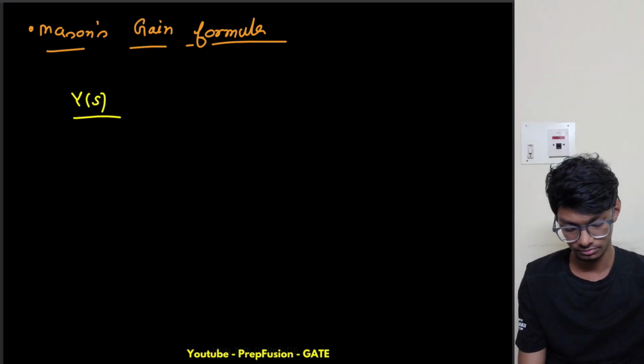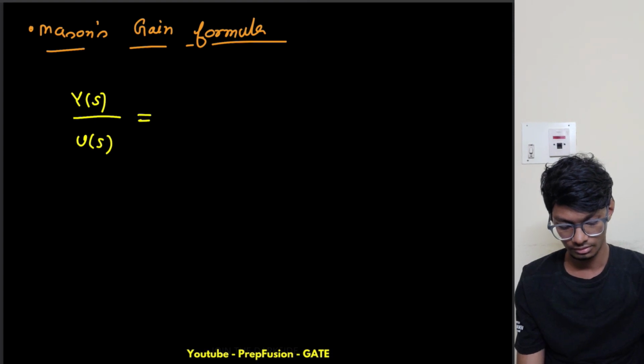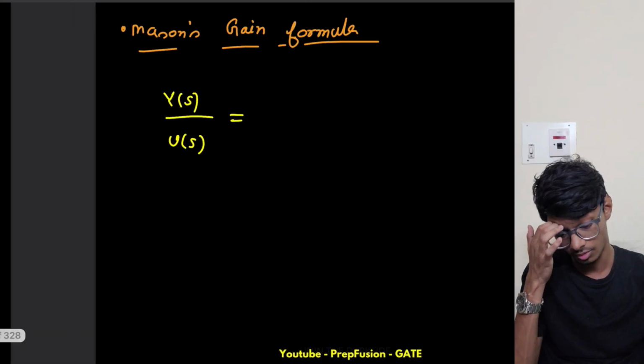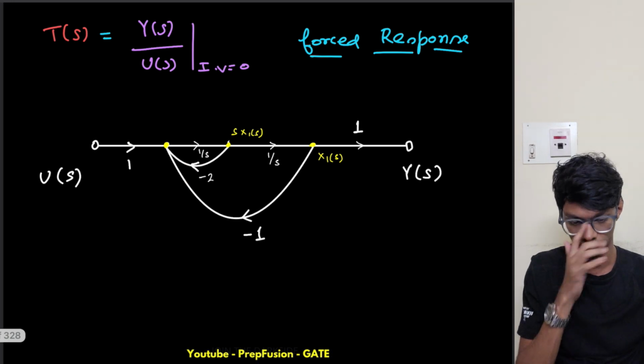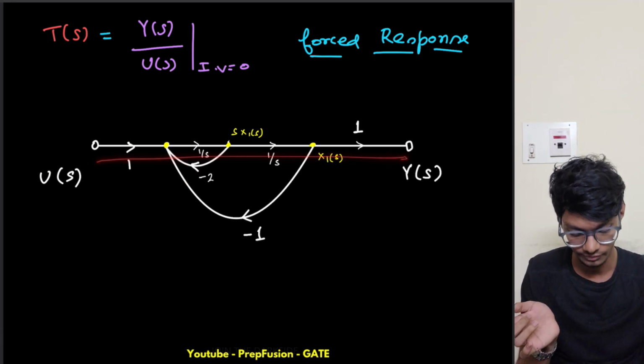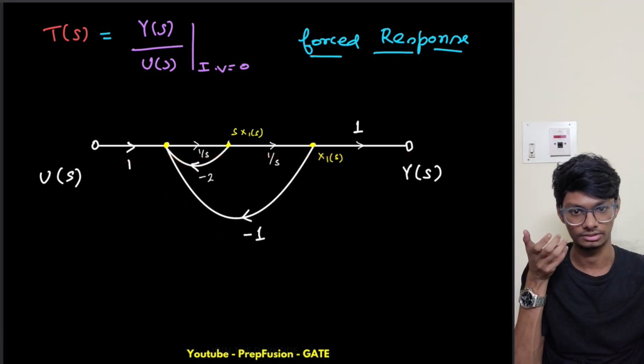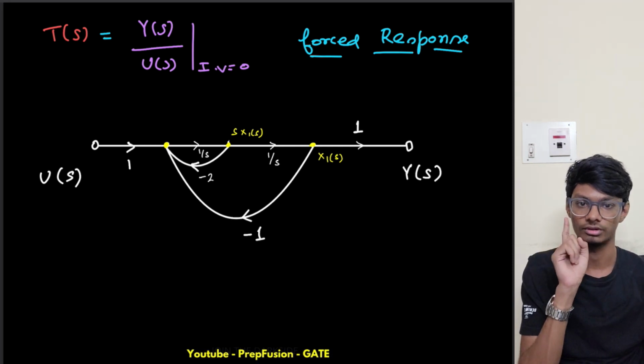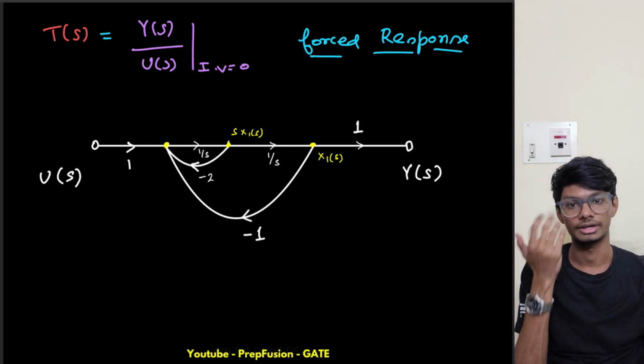So Y(s) upon U(s), what will be, like how many forward paths do we have? We have only one forward path, right? We don't have any other, because this is coming back instead of going away. So we have only one forward path. What is the gain of that forward path?